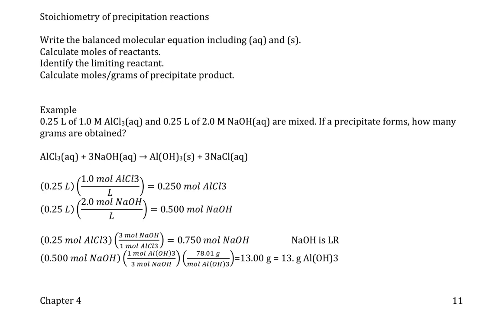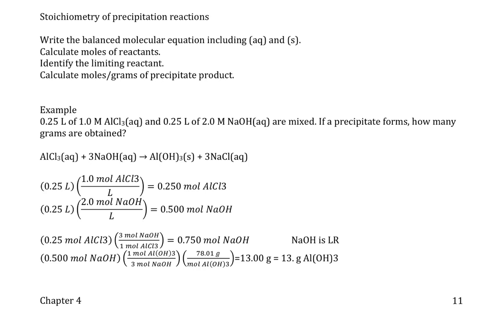Now we have to figure out the moles of each reactant. We take our volume, 0.25 liters, and multiply by molarity. For the first reactant, it is 1.0 moles aluminum chloride per liter, so we get 0.250 moles of aluminum chloride. For the second reactant, we have 0.25 liters times 2.0 moles NaOH per liter. We get 0.500 moles of NaOH.